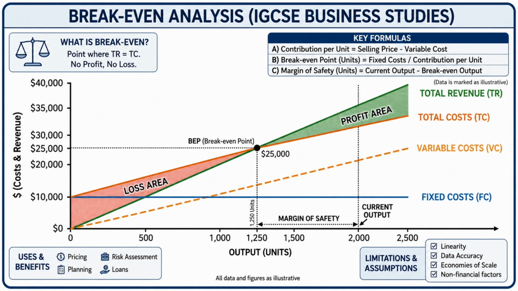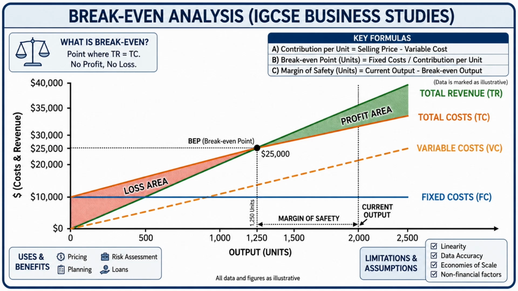Now, if you look at the bottom of the graph here, you're going to see the term margin of safety. Remember, this is the difference between how many units you're selling and how many units you need to sell to break even. So let's say that we're currently outputting 2,000 units. Well, there's 1,250 units we need to output to break even, so that means our margin of safety is 750 units. And we can look at any point on the graph and figure that out.